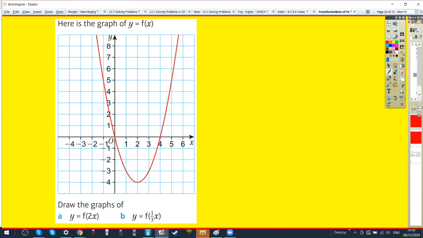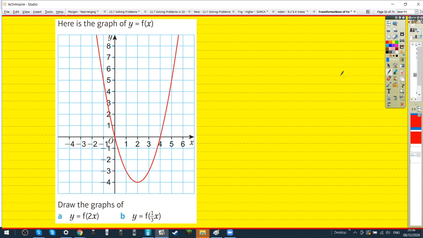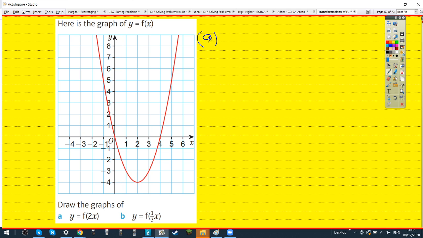Describe these two. Is this not stretched, would you say? It's times by a number. So it's stretched? Yep. By a scale factor of 2? No. A half? Yep. And it's in the x direction. Yep.